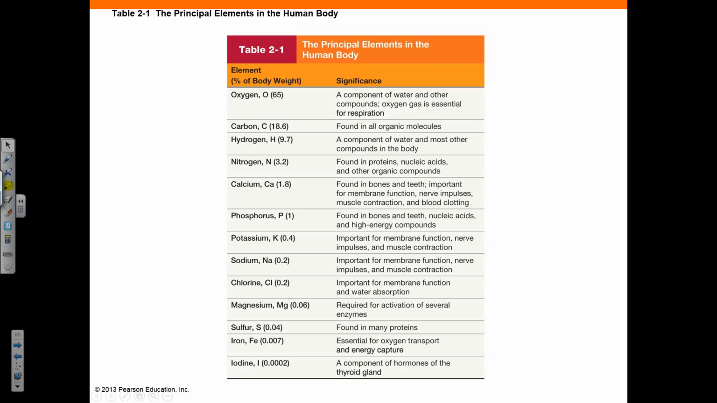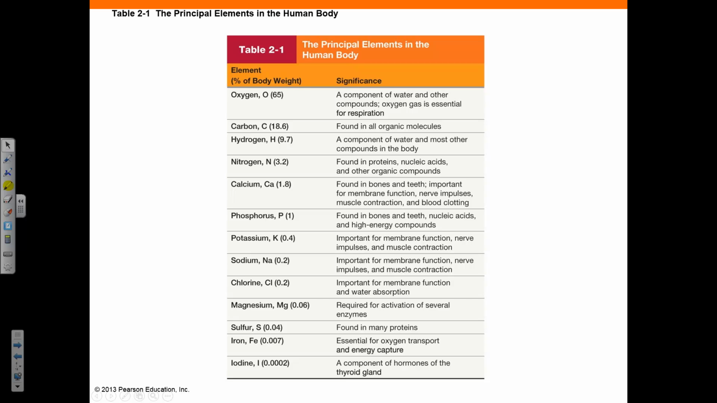This table here represents some of the common elements that we find in the human body. For each element, the symbol is given as well as a brief summary of its role in the body. Many of these elements will be discussed throughout the course. For now, it is a good idea to become familiar with these elements and their symbols.